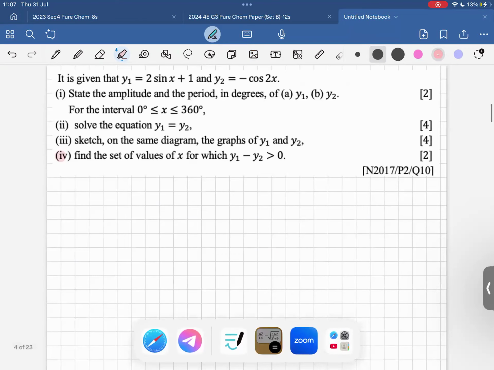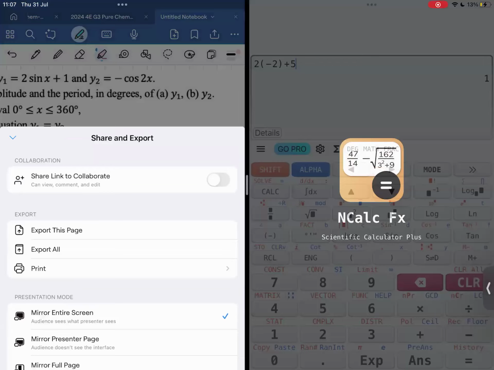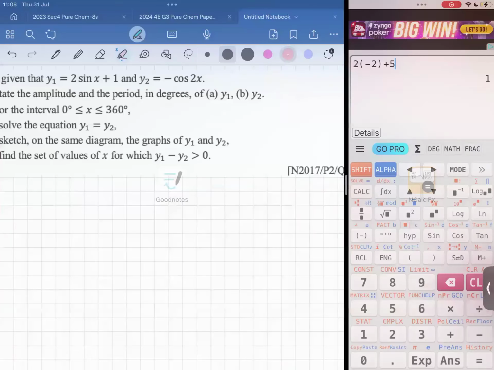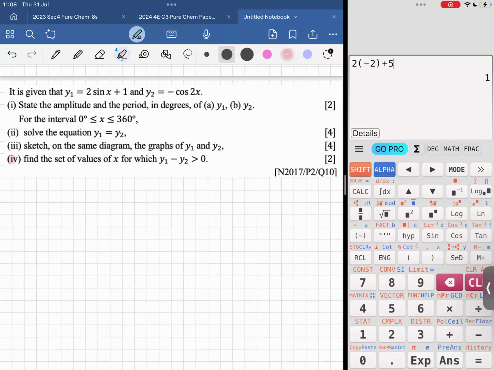I think I may need my calculator for this one. Let me just amend it a little bit. Give me a quick second. Oh, you can see my calculator already. Okay. Okay, because I need to solve, so most probably I need the calculator.